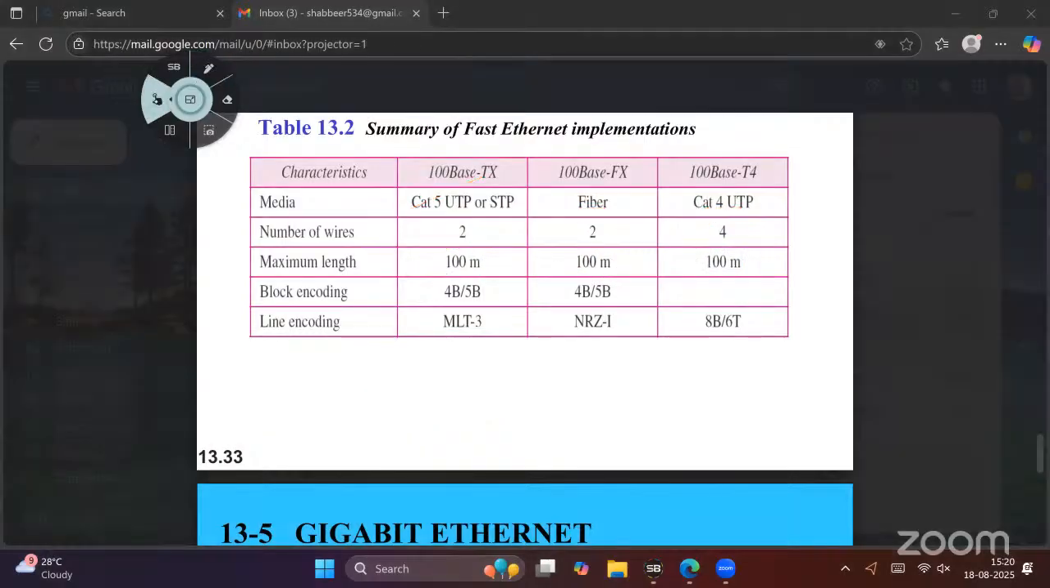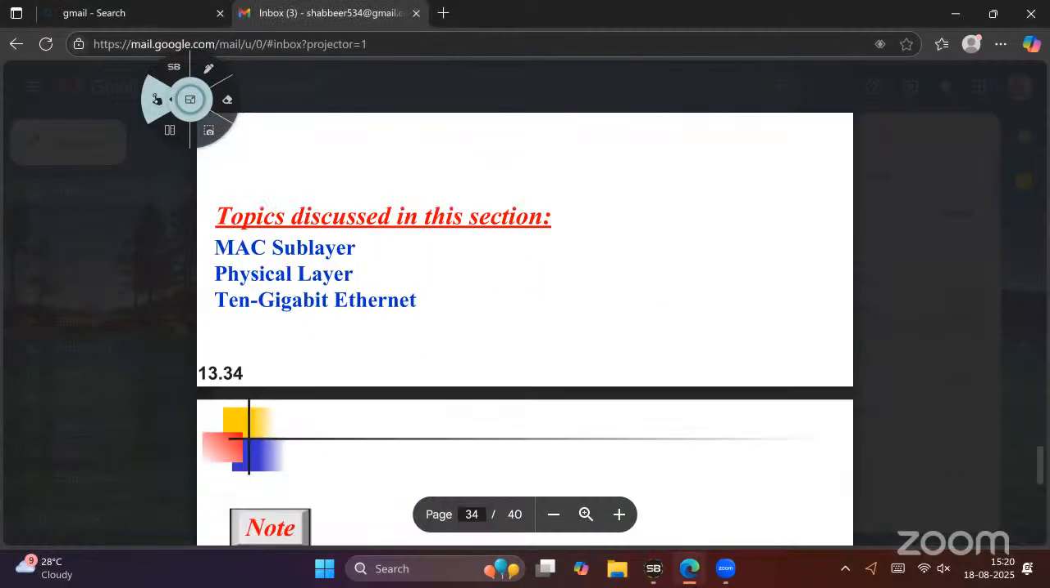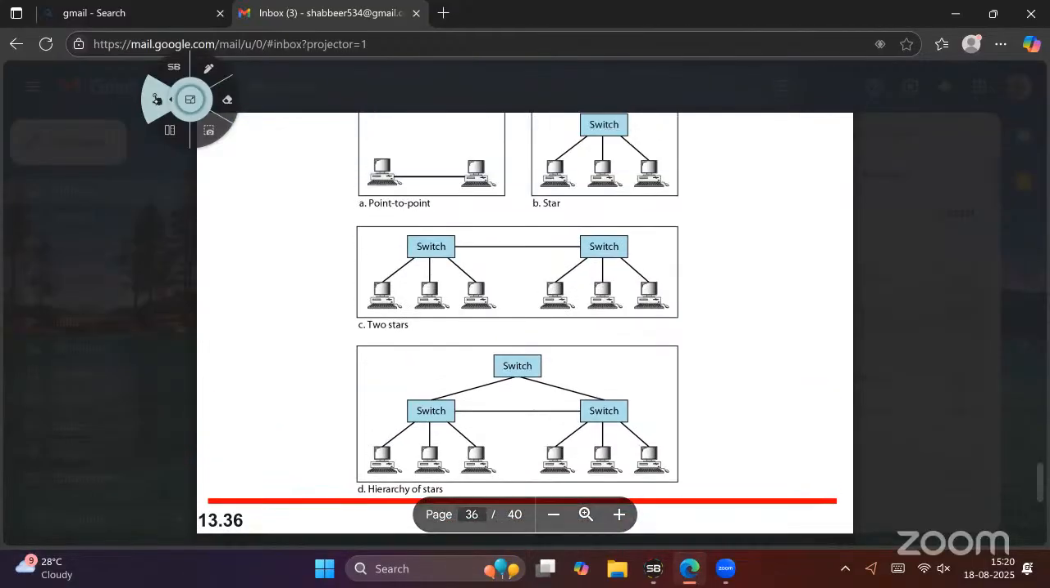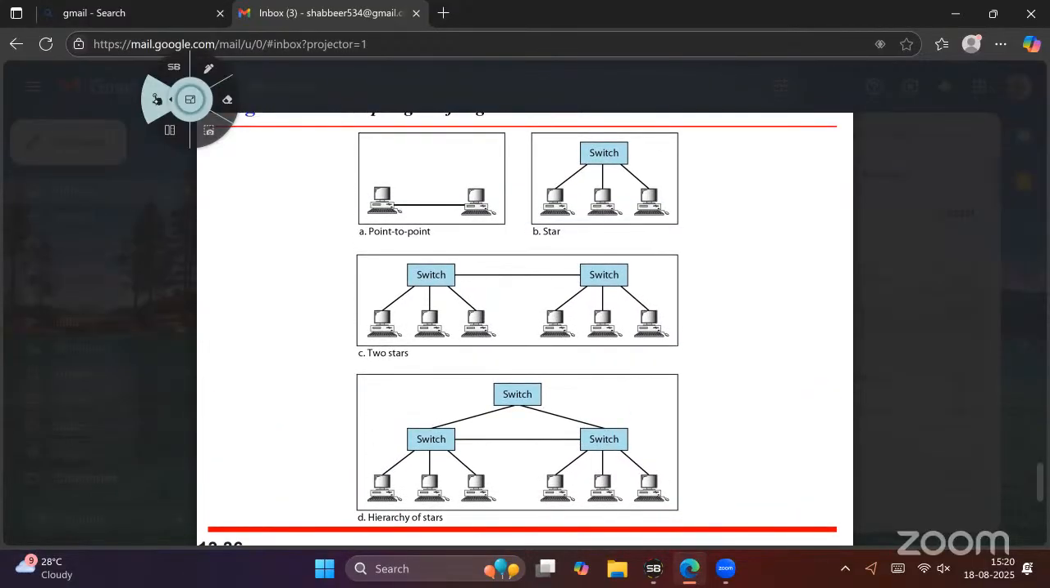Next, the last one is giga internet. So in this giga internet we can use a point-to-point connection, we can use star topology, we can use two star topologies, or we can use hierarchy of star. We use either star topology or point-to-point connection.